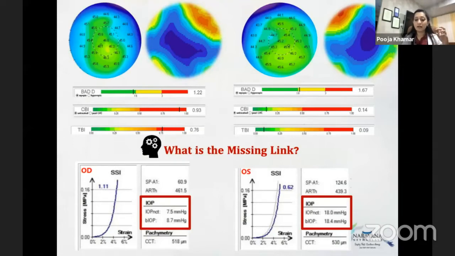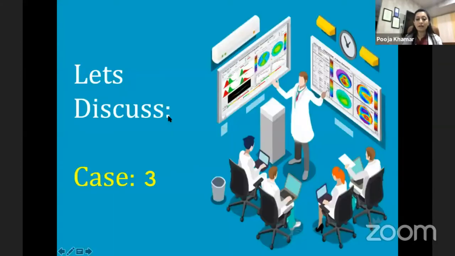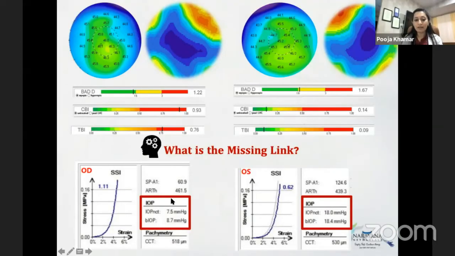As I said, this gives a Pachy-corrected IOP. The SSI is normal here in the weaker eye. But the IOP in the right eye, where the CBI is abnormal, is 7.5, and in the eye where the CBI is normal, it is 18 and 18.4. So I just want to highlight one point here: even if your IOP is different in both eyes, if it is not captured correctly somehow, because of patient non-compliance or something, then it can also give you a pseudo false CBI.